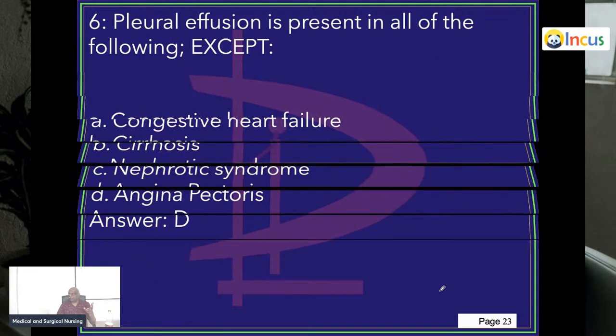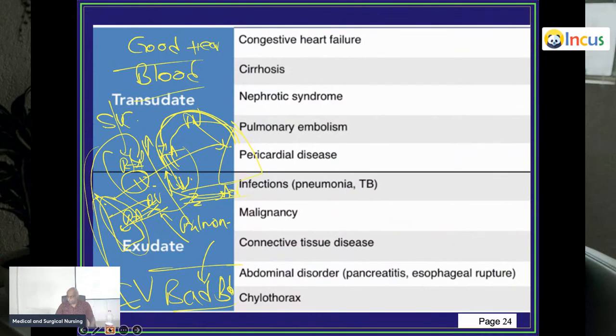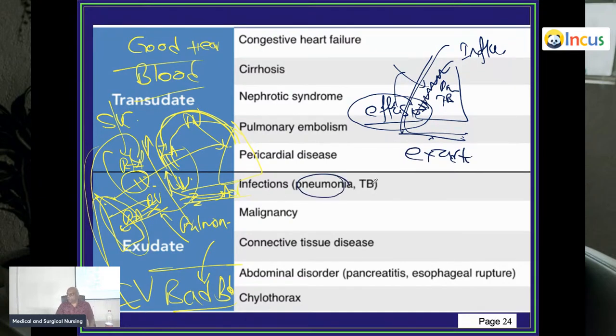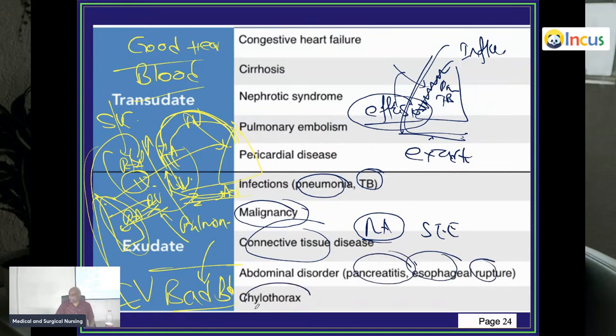But in the other situation, typically this lung, the pleura. Suppose there is any infection of the lung, like TB or pneumonia, then there is an inflammation. That inflammation will cause the pleura to produce effusion. Such inflammatory effusion coming from the pleura is called exudate. So what are the causes of exudate? Pneumonia, TB, malignancy, any connective tissue disorder like rheumatoid arthritis, SLE, pancreatitis, esophageal rupture, chylothorax, they all cause exudative effusion.